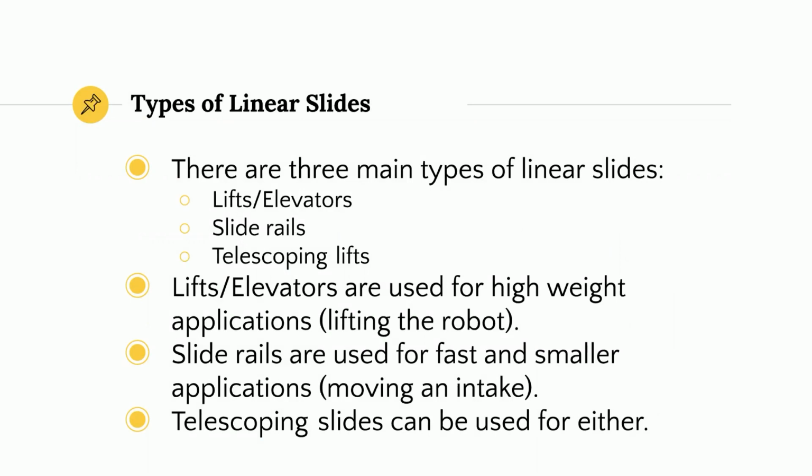Types of linear slides. The three main types are lifts/elevators, slide rails, and telescoping lifts. Lifts or elevators are used for high weight applications, for example, lifting the robot, or moving a second arm up and down. Slide rails are used for fast and smaller applications, so moving an intake. Telescoping slides can be used for either.